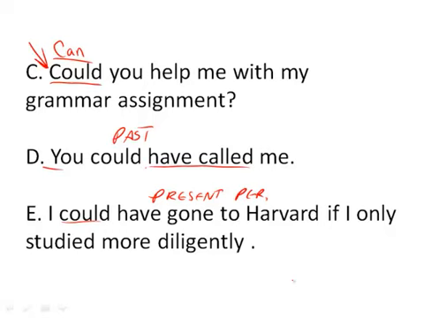And the idea here is that something didn't happen, but if it had happened, so it's that hypothetical, then this would be the outcome. So I could have gone to Harvard, something in the past. How could you have gone to Harvard? What could you have done in the past? And then, of course, the rest of the sentence, if I had only studied more diligently, answers that question.